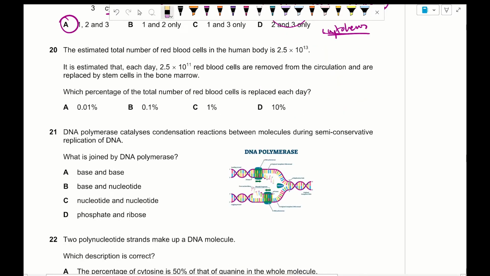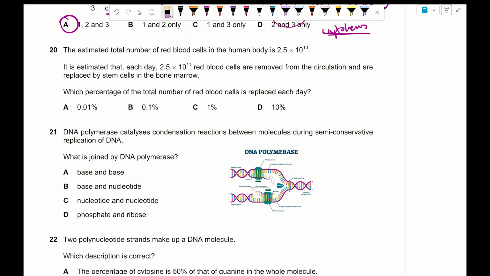20. The estimated total number of red blood cells in the human body is 2.5 times 10 to the power of 13. It is estimated that each day 2.5 times 10 to the power of 11 red blood cells are removed from the circulation and are replaced by stem cells in the bone marrow. Which percentage of the total number of red blood cells is replaced each day?